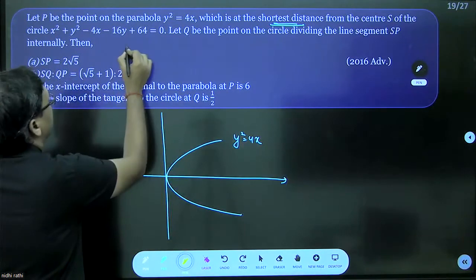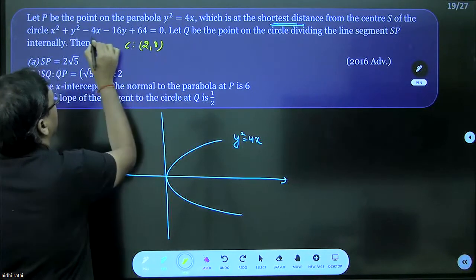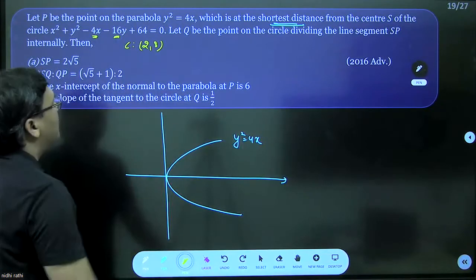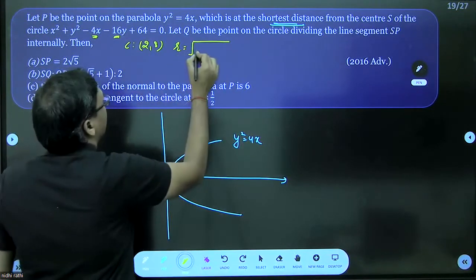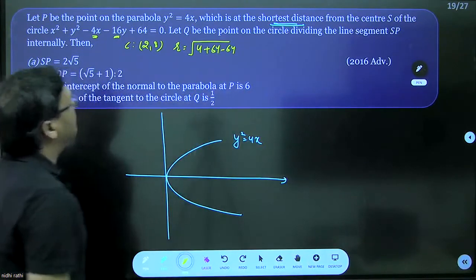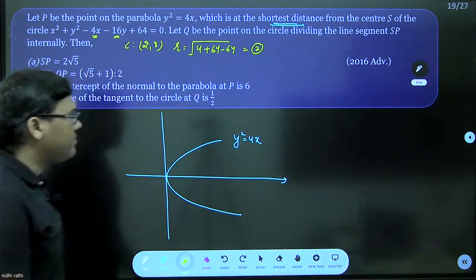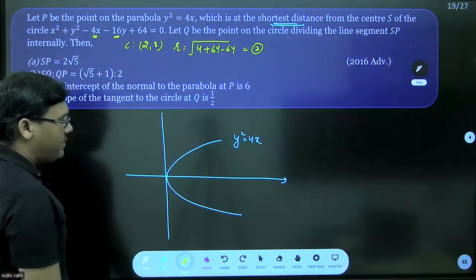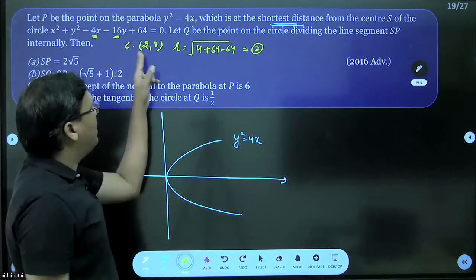What is the center of this circle? Center, you can say this is 2, 8. And what is the radius of this circle? Under root of g square plus f square minus c, right? So what is the radius of the circle? This is equal to 2. So the center is 2, 8, you can clearly see this is outside this parabola.